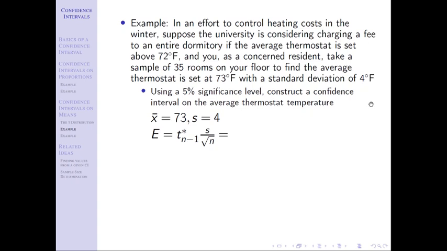Plug in the other two numbers, and then you can get your margin of error. Again, take that margin of error, subtract it from your point estimate to get the lower bound, add it to it to get the upper bound, and you should be able to arrive at this interval.